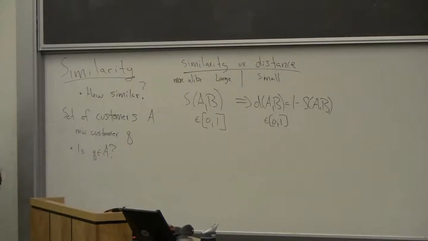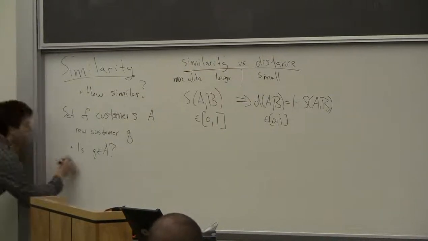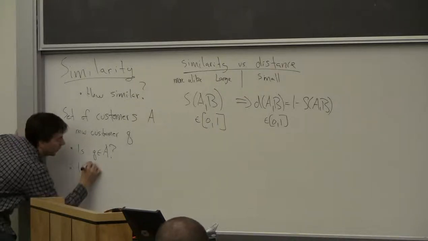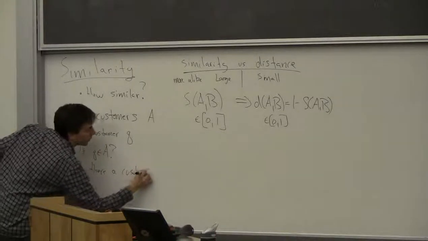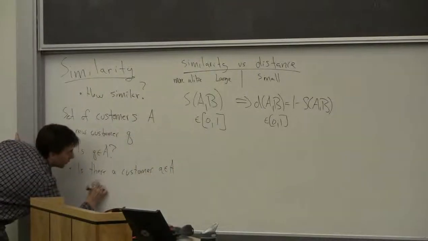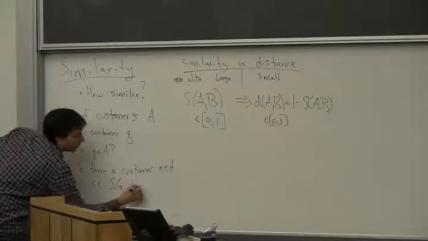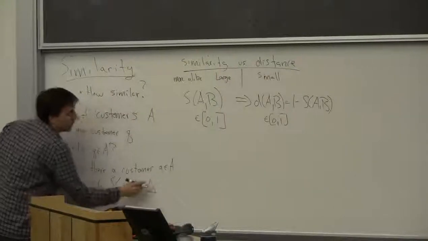Okay, well, what's going to happen is that you're going to have people come back and you may not always be able to match things exactly. And this question is actually a lot easier than the next question. Is there a customer, let's call it A in A, such that the similarity between A and Q is less than some value delta?